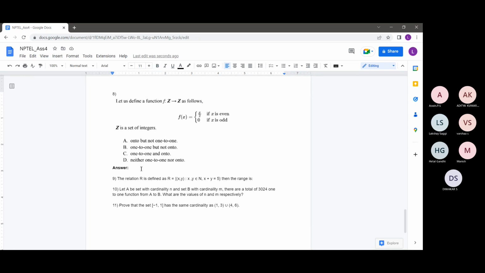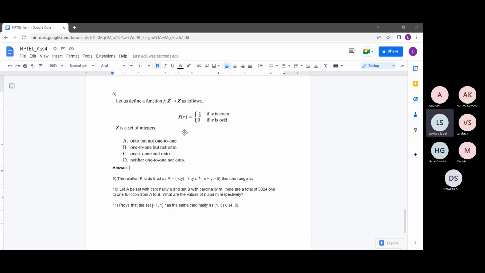So let's come to the eighth question, guys. The eighth question asks again about a function, and we need to check its one-oneness and onto-ness. But here the function is a bit twisted. It's not a straightforward function like the previous questions. The function is from Z to Z, where Z is the set of integers. So now the domain as well as the codomain is the set of integers.